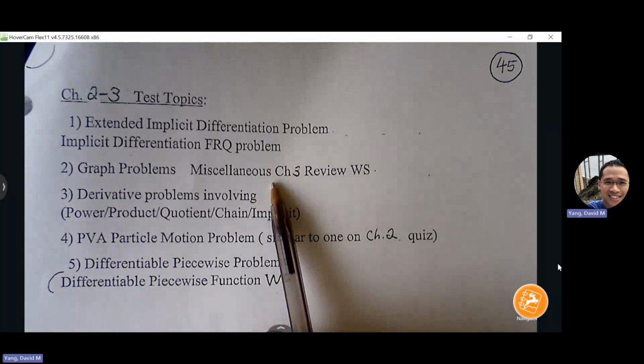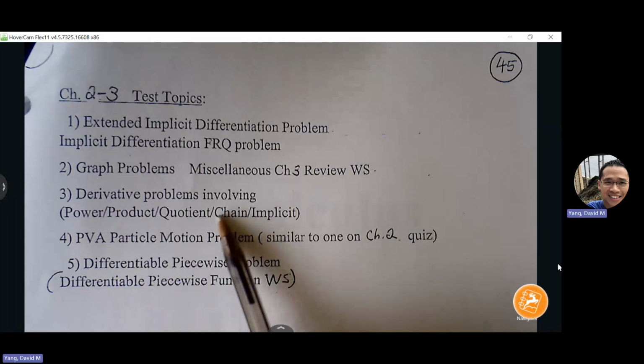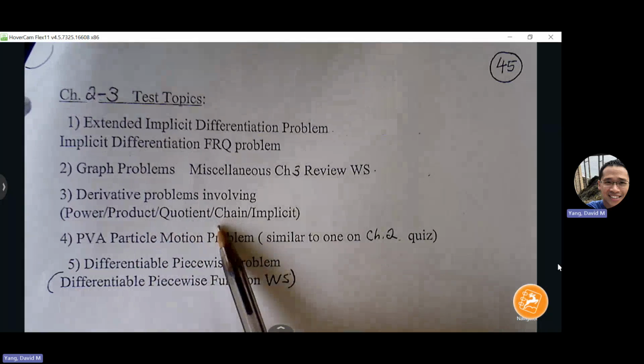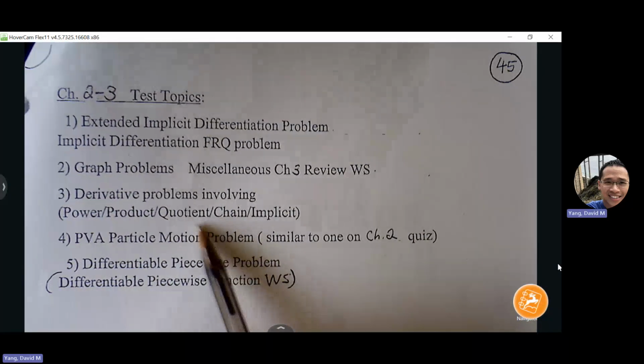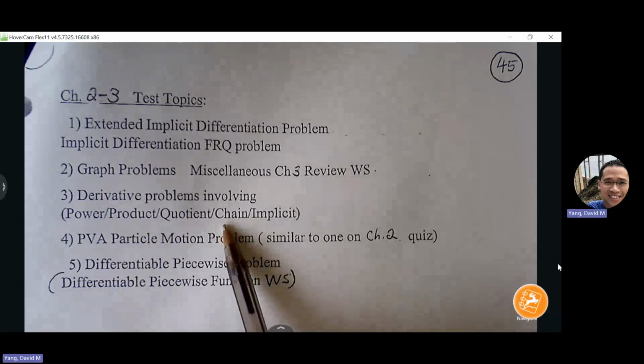A graph problem, where I give you either product rule, quotient rule, or chain rule. You have to recognize the relationship between the functions, apply the appropriate derivative, and then use the graph to pull an ordered pair or slope. A derivative problem involving power rule, product rule, quotient, chain, implicit could be, so I'll show you one of those, a combination problem here.